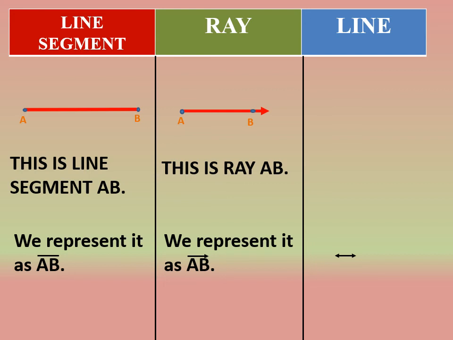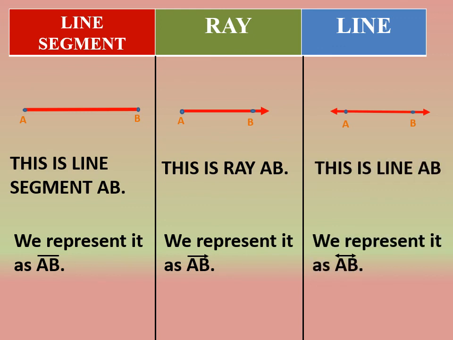Now the third one is a line. You can see here we have drawn a line. Now a line also doesn't have any endpoints, so we will mark any two points on the line anywhere. Like here I have marked two points, and the first point I am naming A, and the second point I am naming B. So the name of this line will be line AB, or we can represent it as AB with a symbol of line on the top.